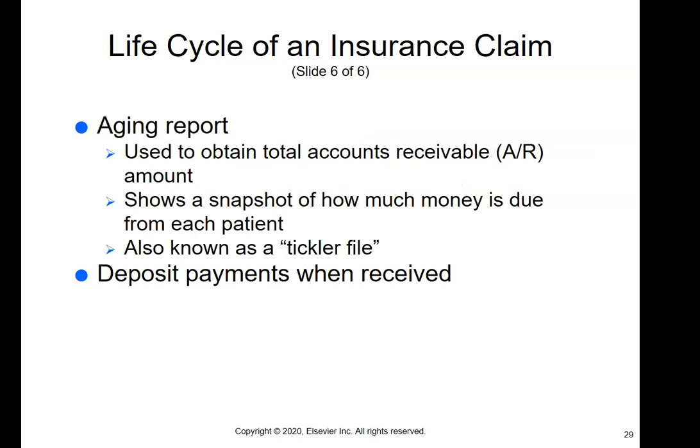Aging report. This is used to obtain total accounts receivable amounts, also known as AR. It shows a snapshot of how much money is due from each patient. They're also known as a tickler file, and that is a file that contains information about pending claims that require follow-up.